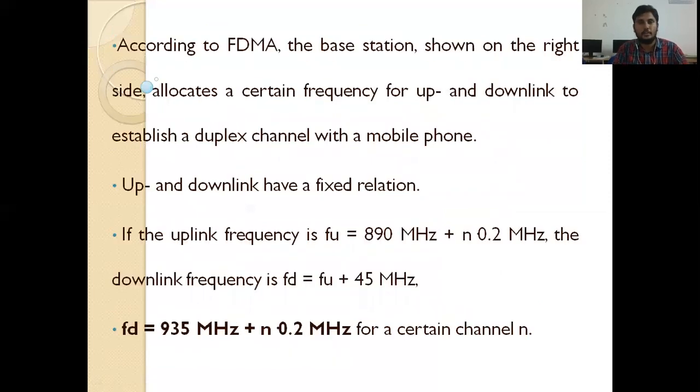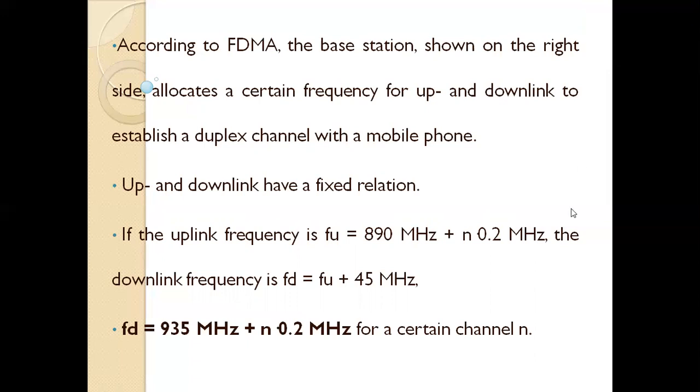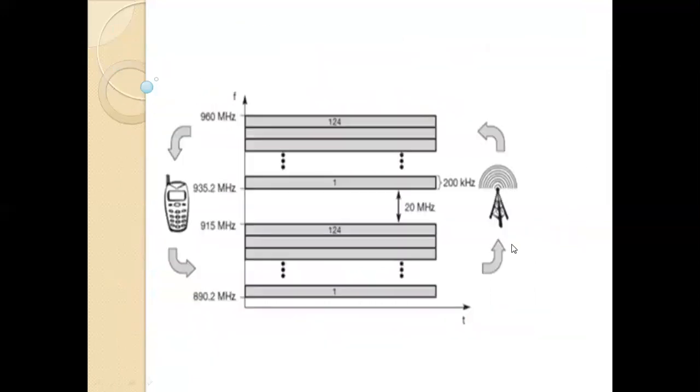So for uplink and downlink there is a fixed relation. If the uplink frequency FU is equal to 890 megahertz plus N times 0.2 megahertz, the downlink frequency is FD. Uplink FU, downlink FD. FD is equal to FU plus 45 megahertz. So FD is equal to 935 megahertz plus N times 0.2 megahertz for a certain channel N. So if you observe the diagram clearly, you can write the theory very easily.